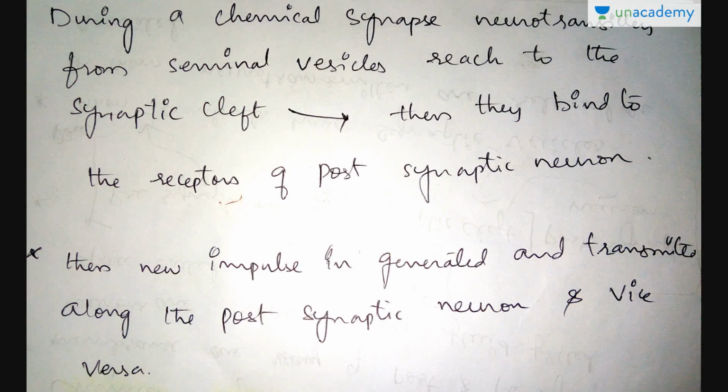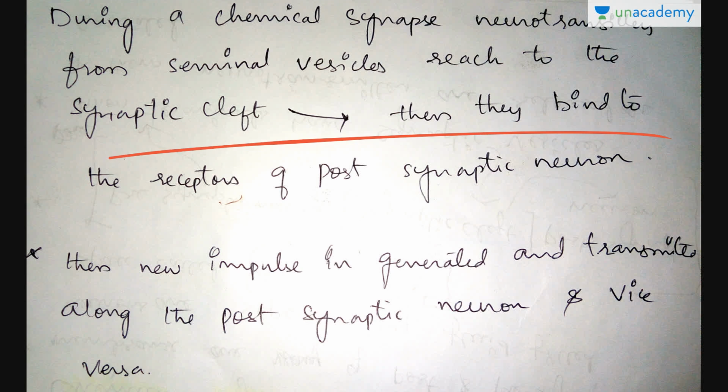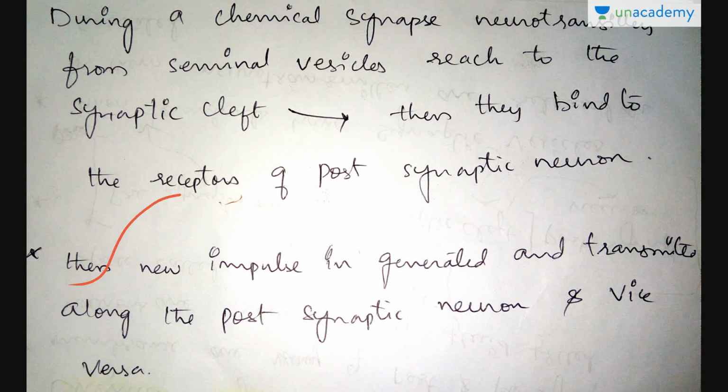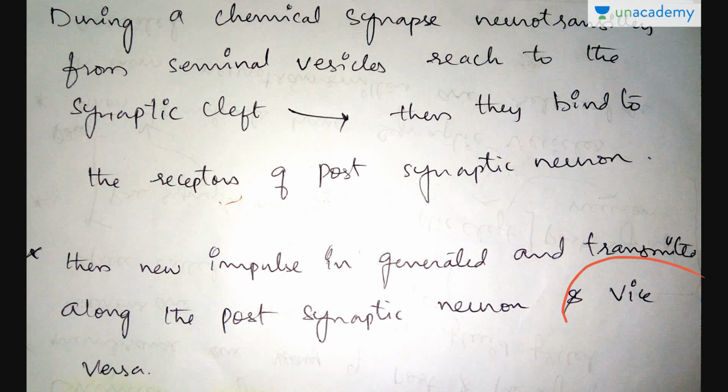During a chemical response, neurotransmitters from the synaptic vesicles reach the synaptic cleft. Here they bind to the receptors of the postsynaptic neuron. Then a new impulse is generated and transmitted along the postsynaptic neuron, and this process repeats. It starts from one neuron, goes to another, and is transmitted onward.